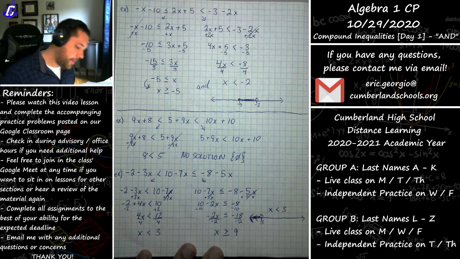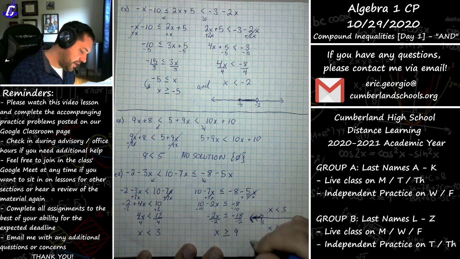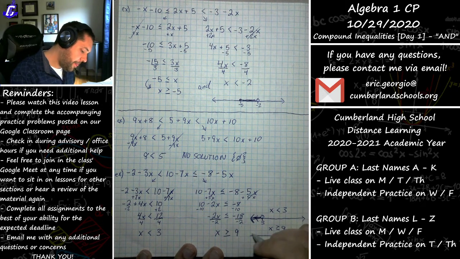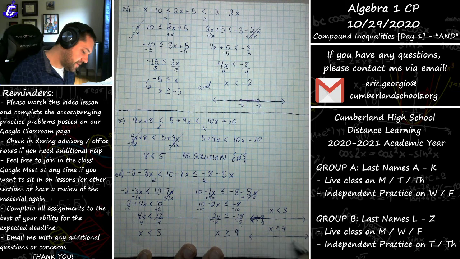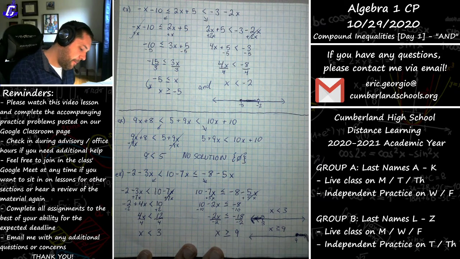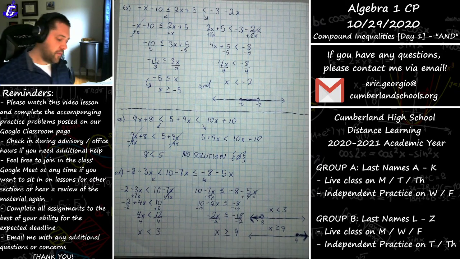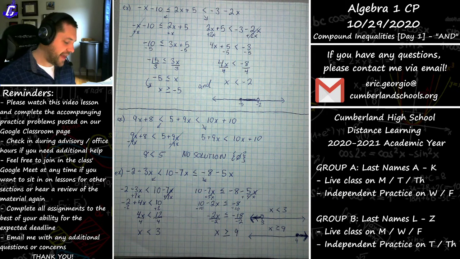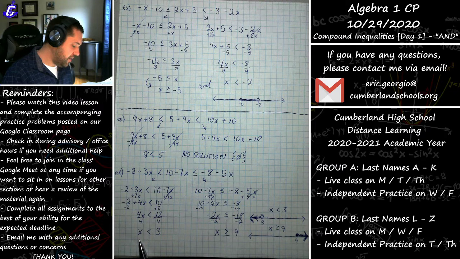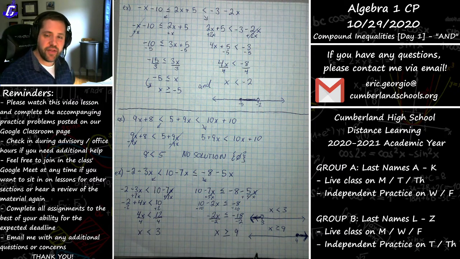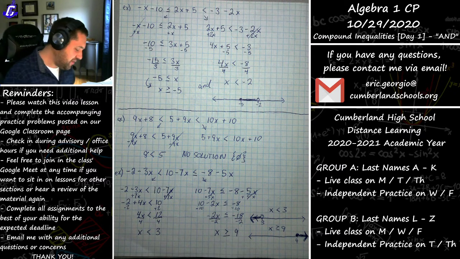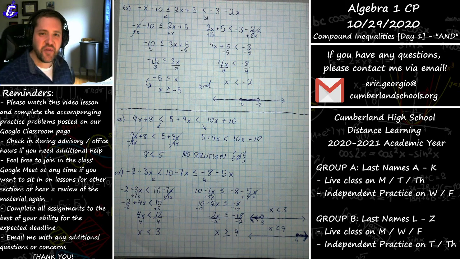That's okay. If I have x is greater than or equal to 9, well, guess what that looks like? Here's 4, 5, 6, 7, 8, 9. I'd have a closed circle, and I'd be going this way. Well, is there a region of the graph that's captured by both of these? Are there values for x that are less than 3 and greater than or equal to 9? Can you think of a number that would be less than 3 and also greater than or equal to 9?